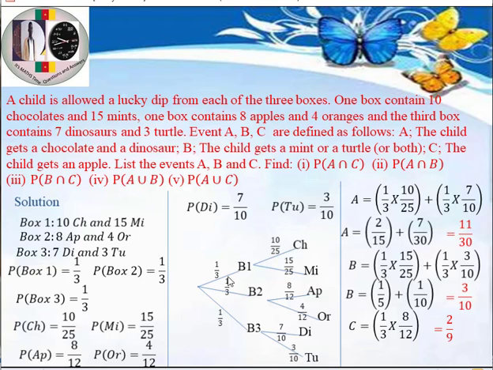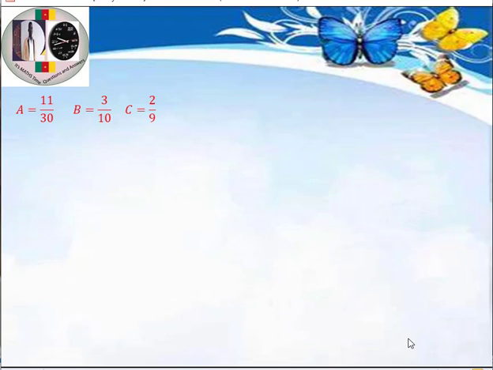So those are the three probabilities for A, B, and C. So we can therefore start solving for event 1, which is A intersect C. For us to do this, let's again list the probabilities of A, B, and C as we have solved on the previous slide. In this case, we have A equals 11 on 30, probability of B equals 3 on 10, and event C has 2 on 9.